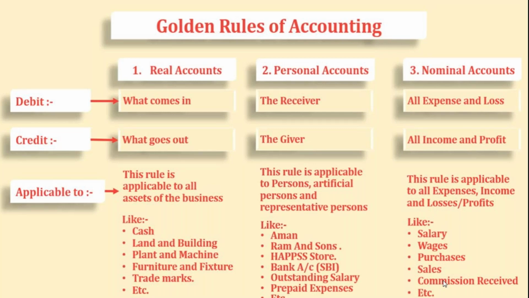We have here cash, land and building, plant and machinery, furniture and fixtures, trademarks. Now, what are trademarks, copyrights, royalty, goodwill, and all these? What are they categorized as? They're categorized as intangible assets. So they are also covered under the concept of real account. So what is the rule of real? Debit what comes in, credit what goes out.